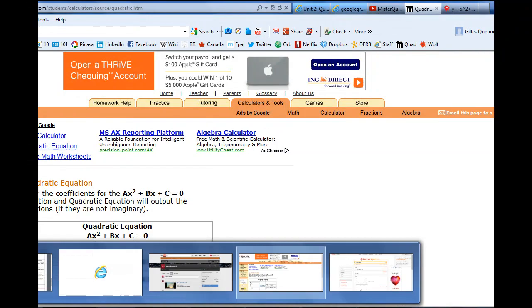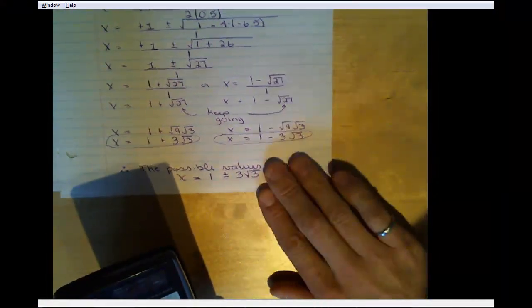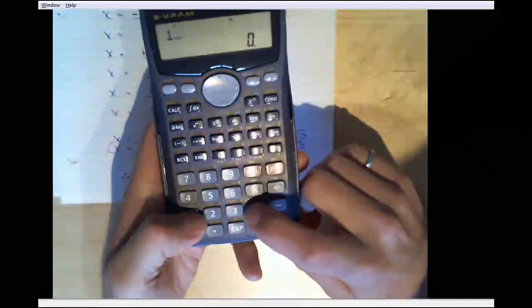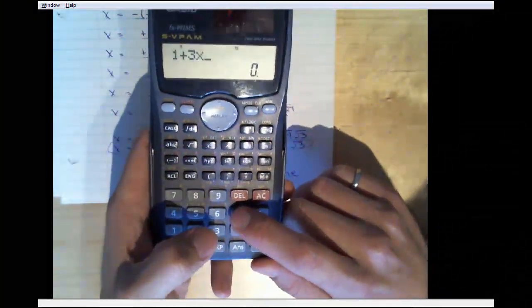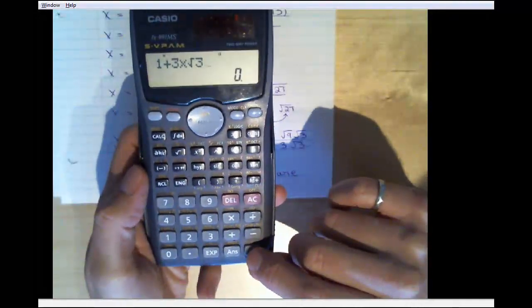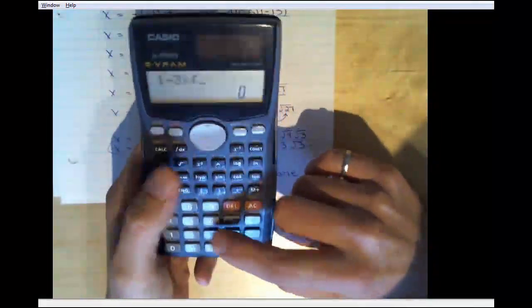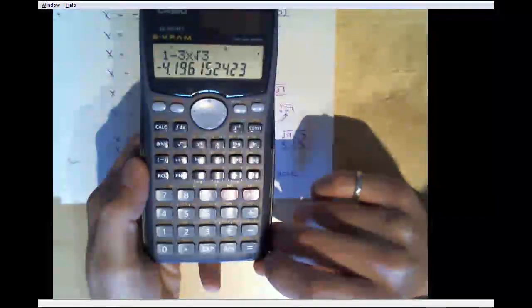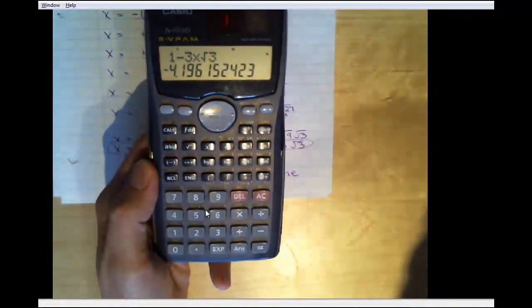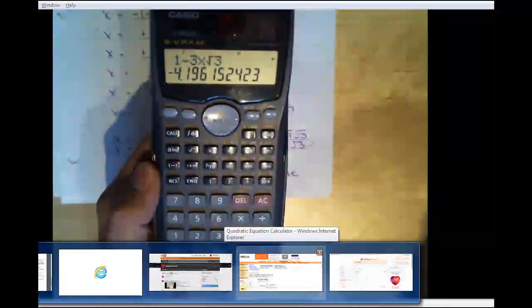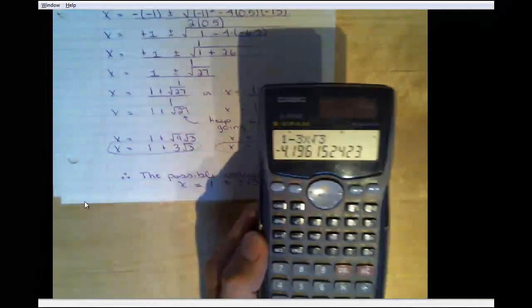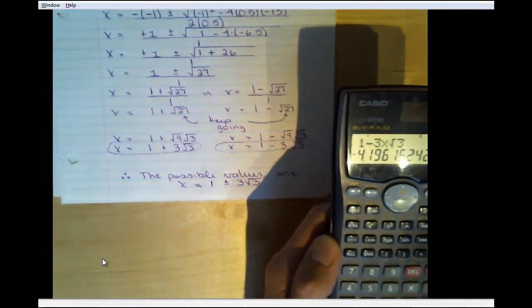Now watch with your calculator yet another way you can check this. Okay? So our answers are 1 plus or minus 3 root 3. With your calculator, 1 plus 3 times root 3. Give me that number. Next, 1 minus 3 times root 3. And you get the same two answers from the quadratic solver. You get the actual answers as decimals, but they're not exact. Nonetheless, it still confirms things for you. So it's a great tool.